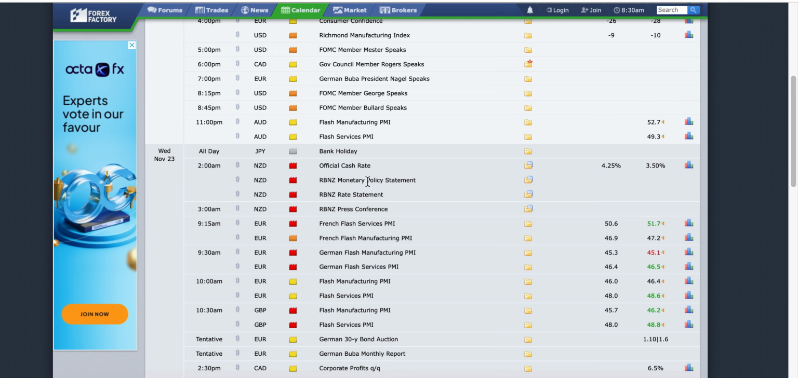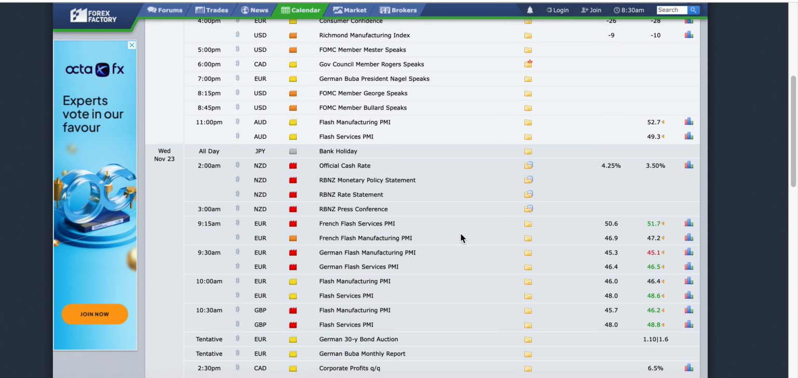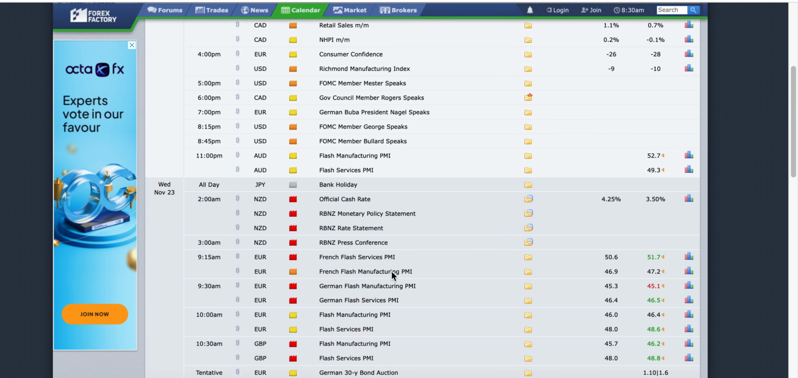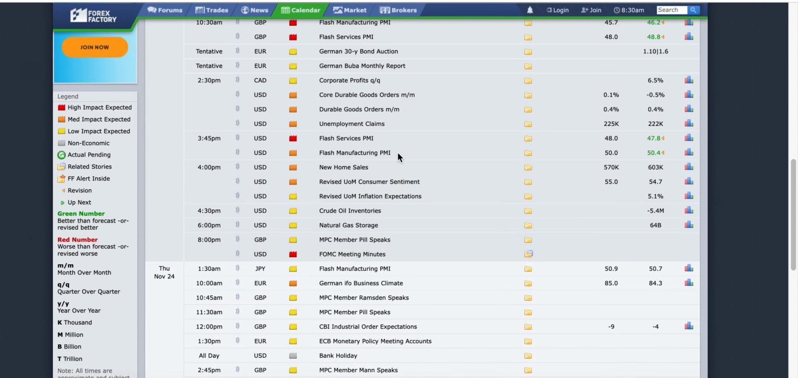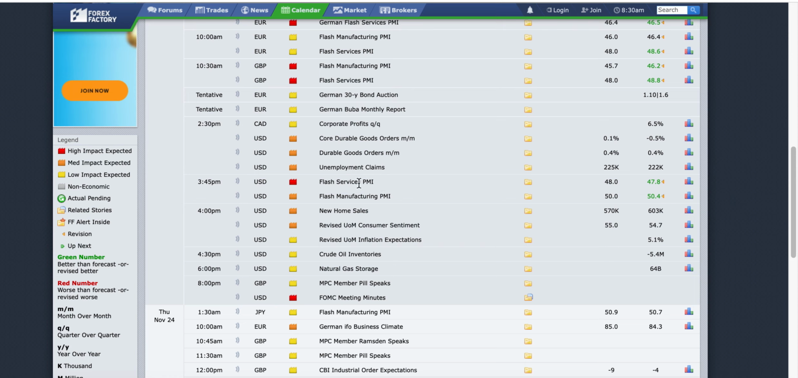We have the official cash rate, the monetary policy, the rate statement of the NZD, and then on the euro side we have the manufacturing PMI, the German and then the French. Apart from that, on Wednesday too, we have the flash services PMI of the United States, which is high impact, and the flash manufacturing PMI, which is medium impact news. So on Wednesday too, you have to be very, very careful.